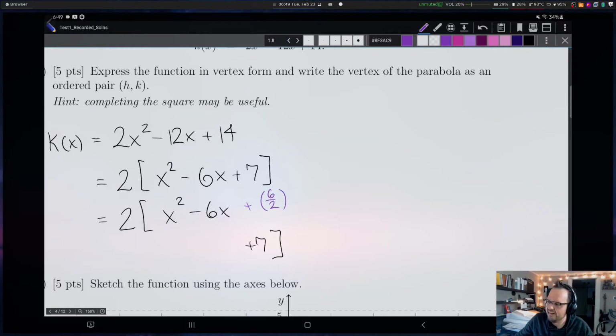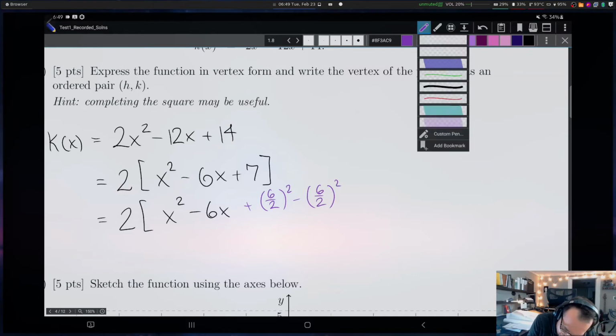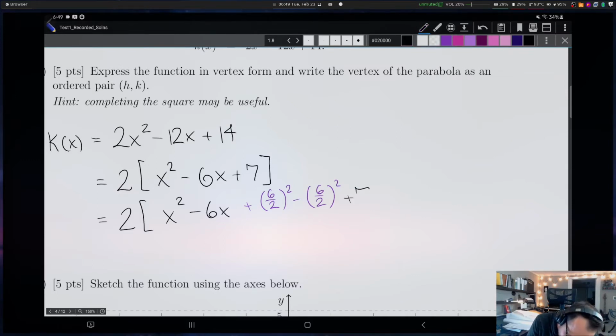Let's see, what do we need to do here? 6 halves squared. I want to say that's probably what we want. 6 halves squared. Then I'm just going to subtract it off again. So this whole thing was just 0, so I'm perfectly within my mathematical legal rights to do that. So I just added 0 to something, so I haven't changed what it's equal to. But I've added a particularly nice form of 0 that allows us to do this thing. So this is going to be x minus 6 halves squared.